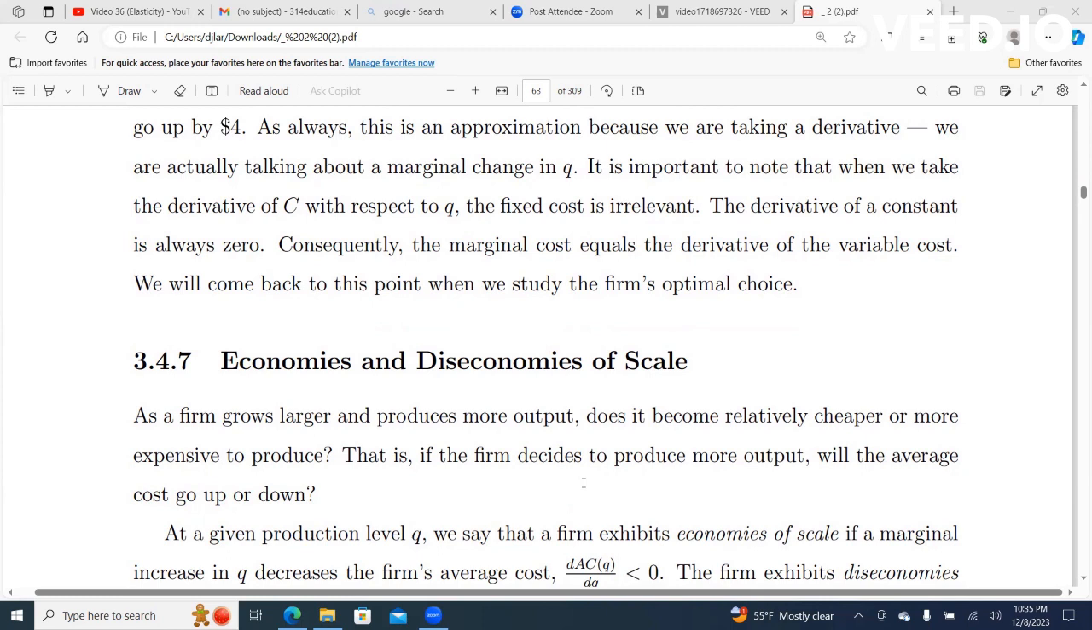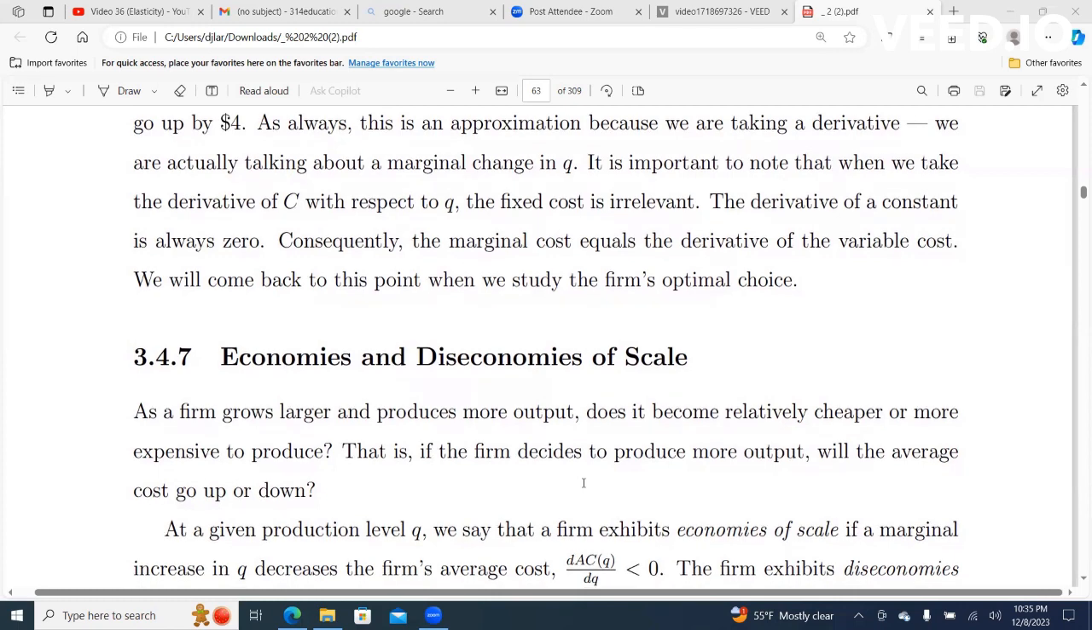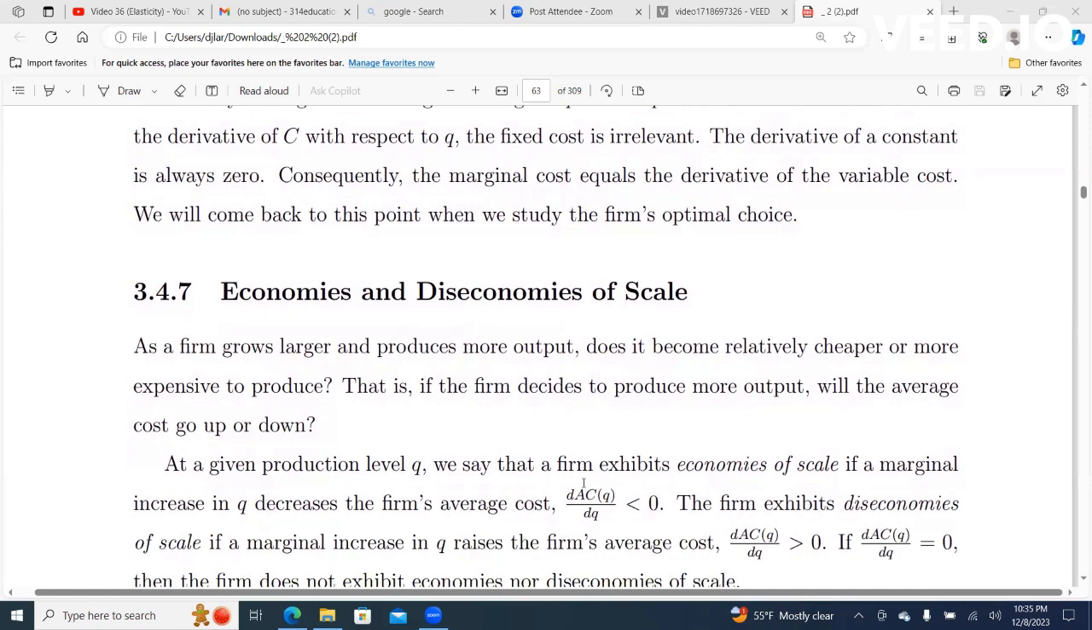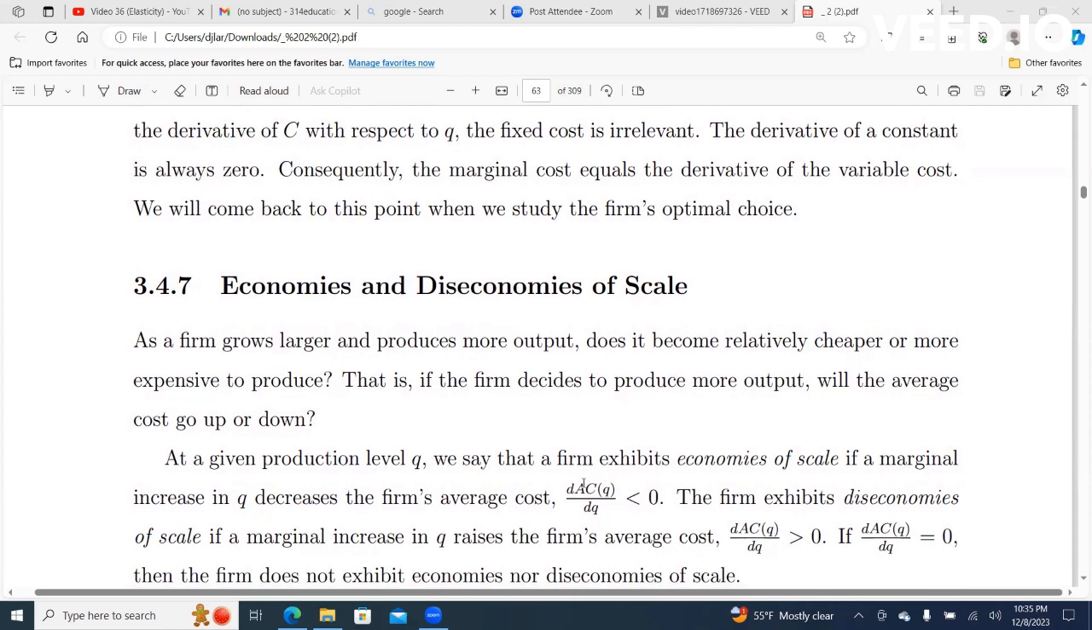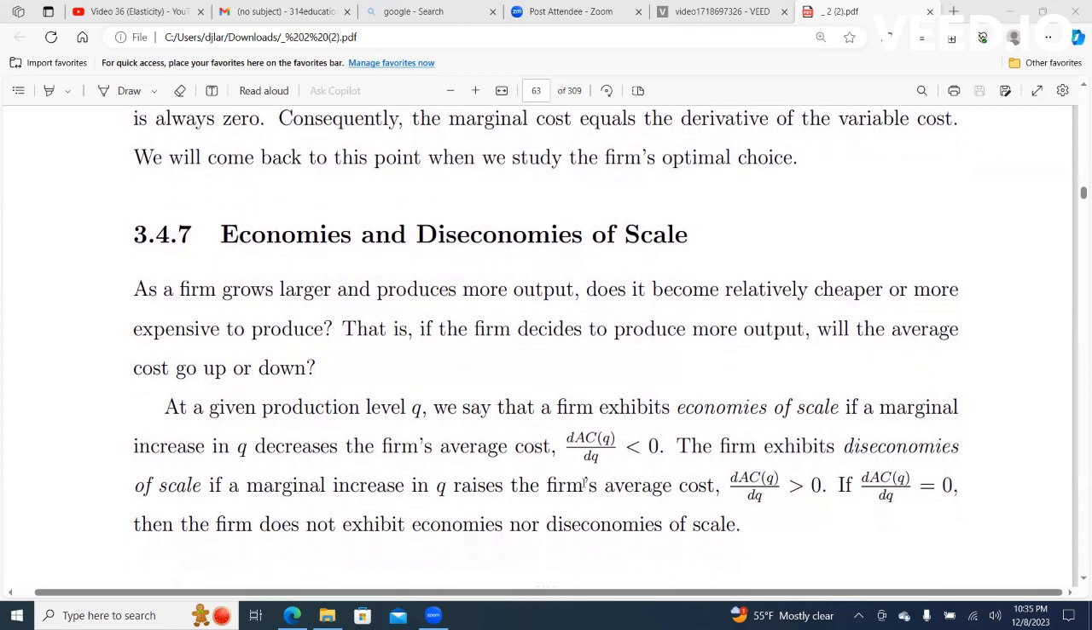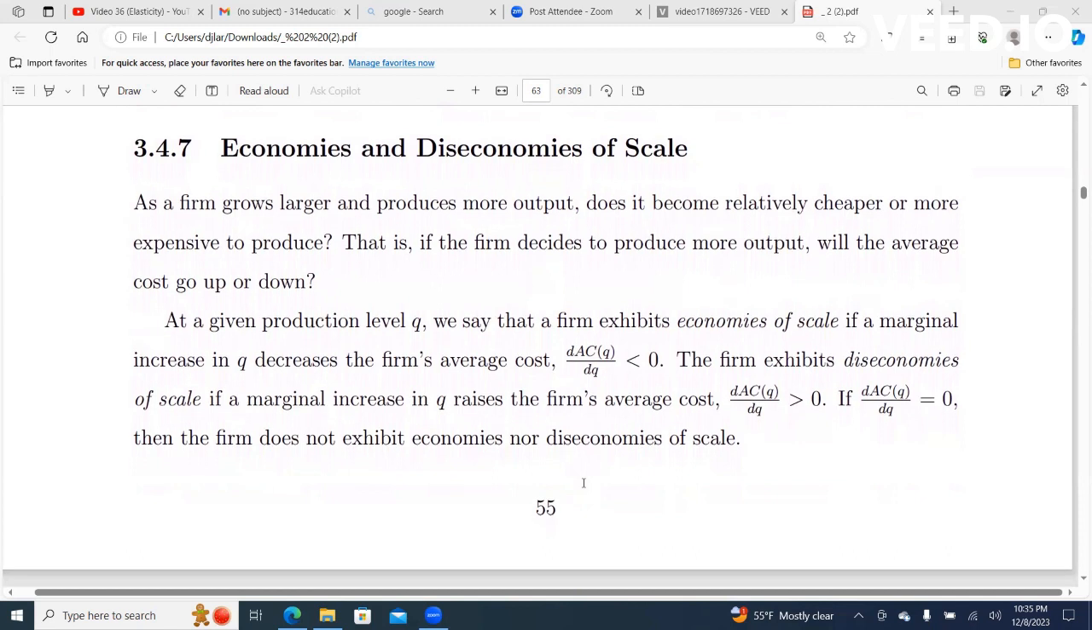It is important to note that when we take the derivative of C with respect to Q, the fixed cost is irrelevant. The derivative of a constant is always 0. Consequently, the marginal cost, blah, blah, blah. We can read that if we want. We don't care. Okay, so economies and diseconomies of scale.